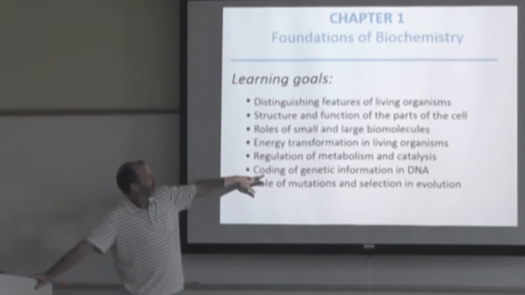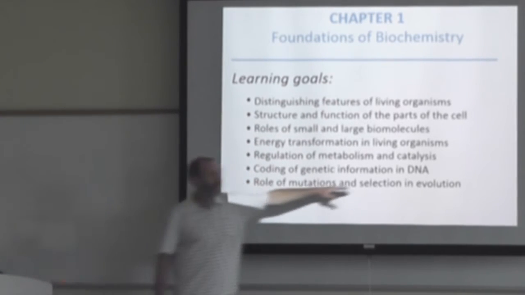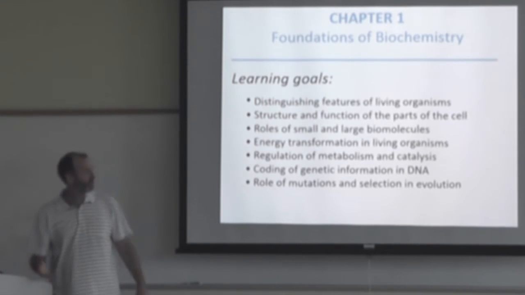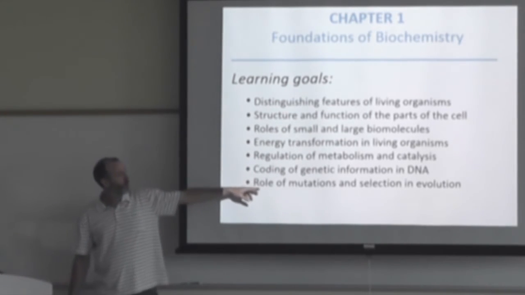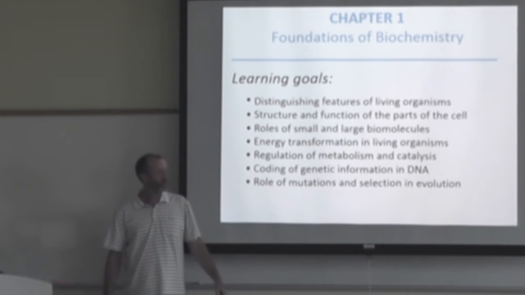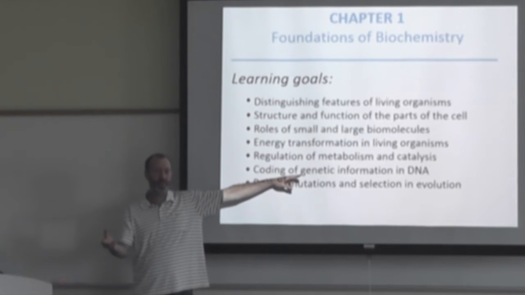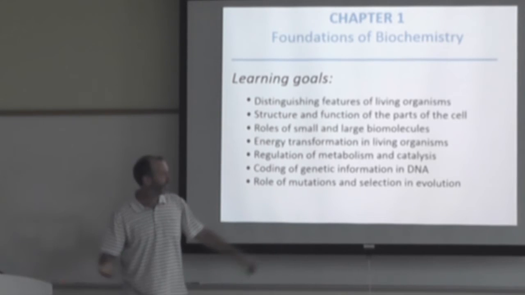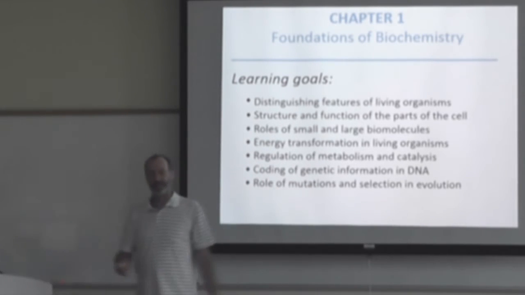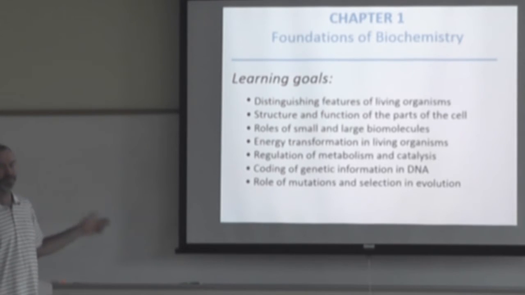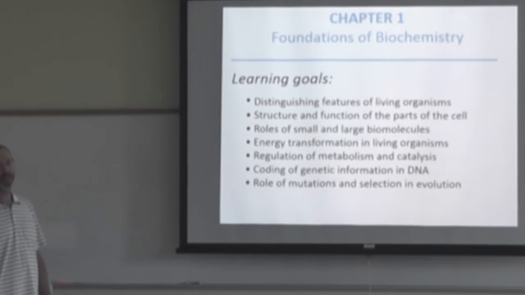Okay? Coding of genetic information in the DNA, and I just said that, and then I also said you can use RNA as the genetic information also. Role of mutations and selection in evolution. For example, RNA is used as genetic information, but one of the problems with RNA being used as genetic information is you have more mutations. It's more subject to degradation. It's not as stable as the DNA. So that's why, for example, HIV can mutate so fast and become drug resistant.